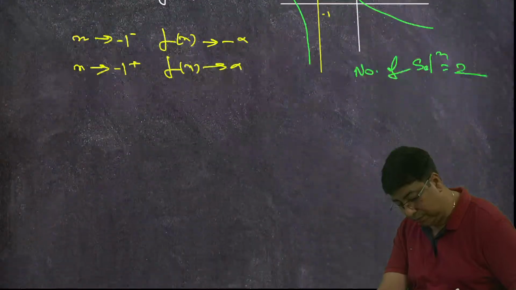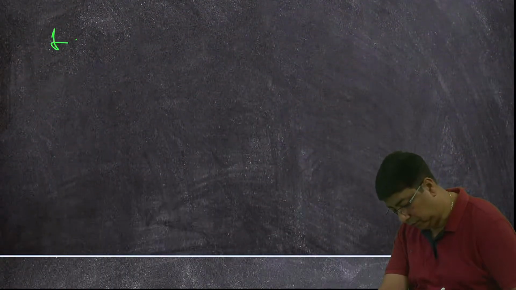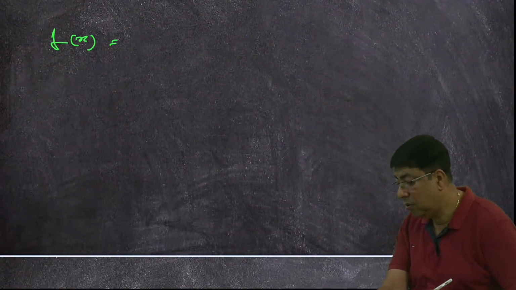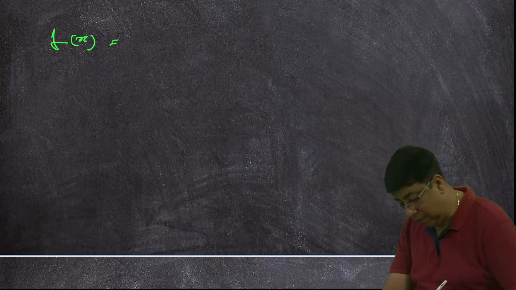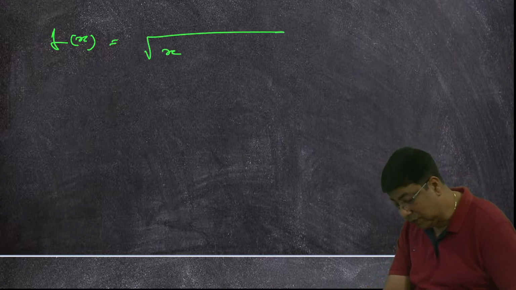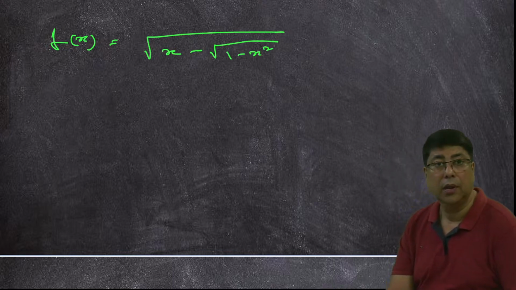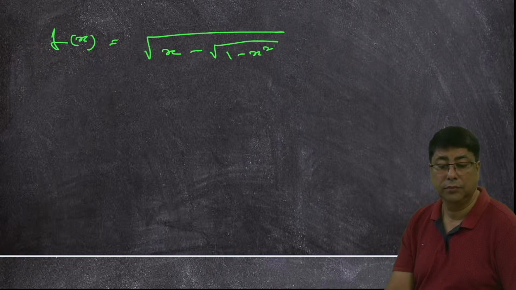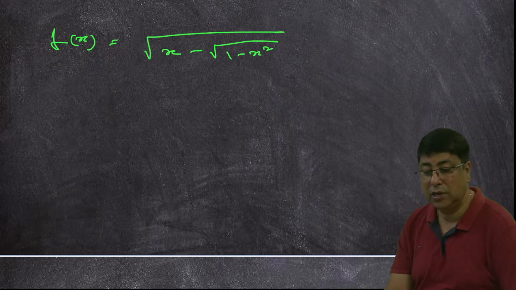One more thing. Suppose f(x) equal to root over of x minus root over of 1 minus x square. I am giving you one sum. What to do for this? What to prepare? See this, everybody.